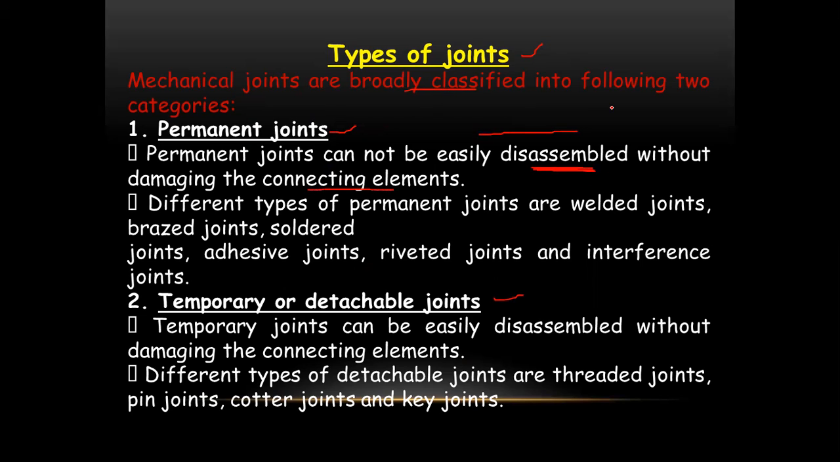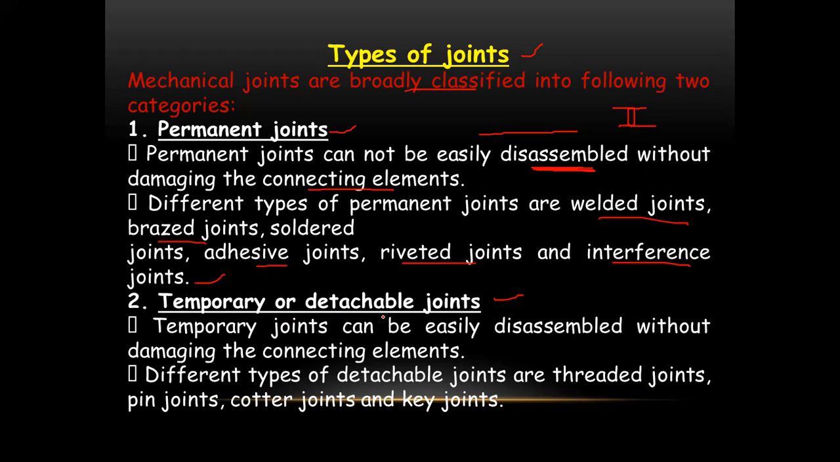Whatever plates or sheet you have taken, wood or metal or glass, it should not physically damage the shape, and it should also not disturb the parent components. In that way we should get it dismantled. Next, different types of permanent joints are: welded joints, brazed joints, solder joints, adhesive joints, riveted joints, and interference joints. These are the various types of permanent joint applications.